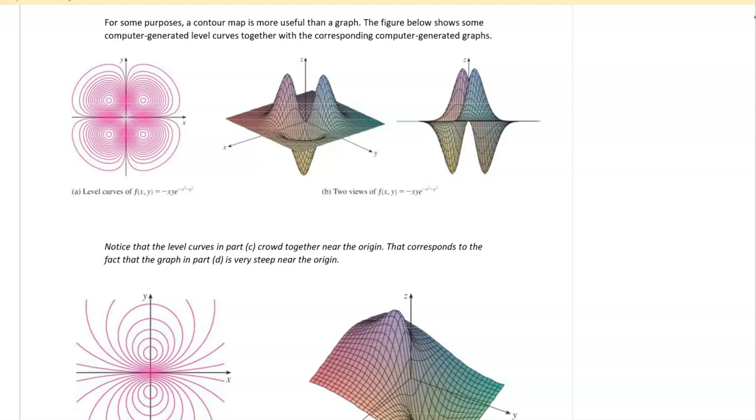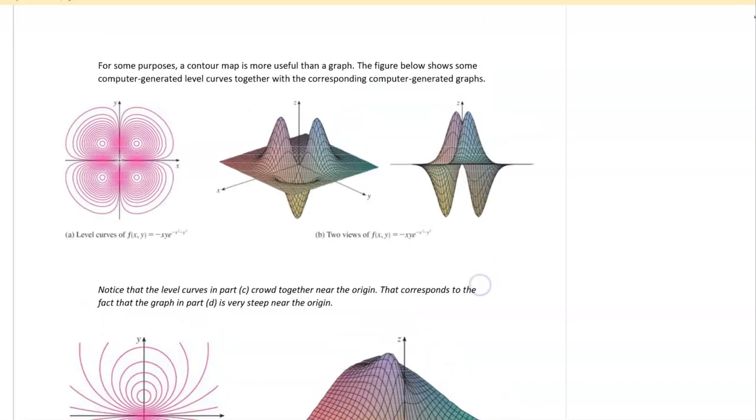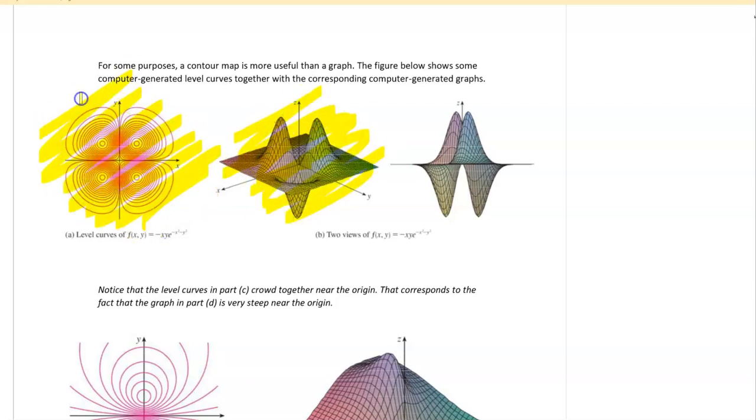All right, let's keep going without further ado. For some purposes, a contour map is more useful than a graph. The figure below shows some computer-generated level curves together with corresponding computer-generated graphs. So you have this function right here whose level curves are given right there.